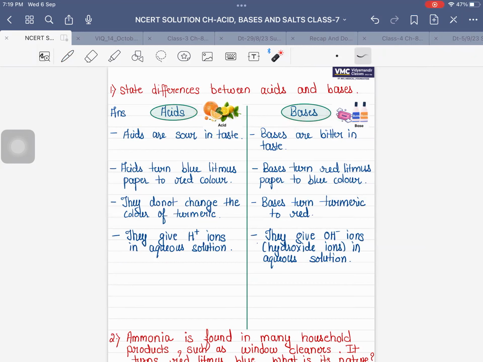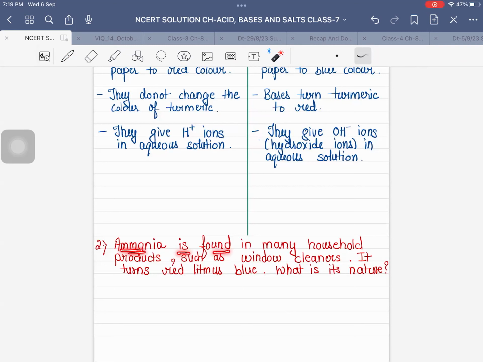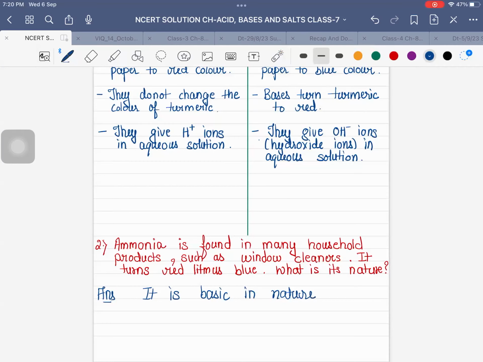You can add more points on the basis of change in color in indicators. Next one, ammonia is found in many household products such as window cleaner. It turns red litmus to blue. What is the nature? As it turns red litmus to blue, the nature of ammonia should be basic. So write down the answer: it is basic in nature as it turns red litmus blue.